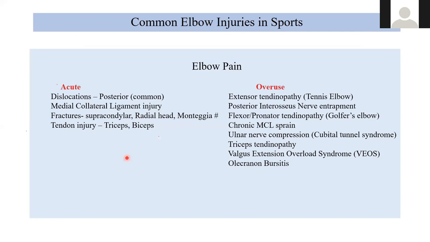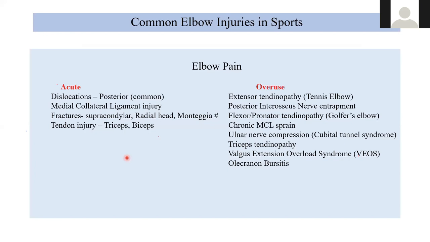Now we'll move on to the common elbow injuries in sports. So acute injuries: the commonest dislocation is the elbow dislocation, the posterior being the most common one. Then medial collateral ligament injuries of the elbow, and fractures, supracondylar, radial head, Monteggia fractures are also common around the elbow region. Then tendon injuries like biceps and triceps ruptures are common acute injuries.